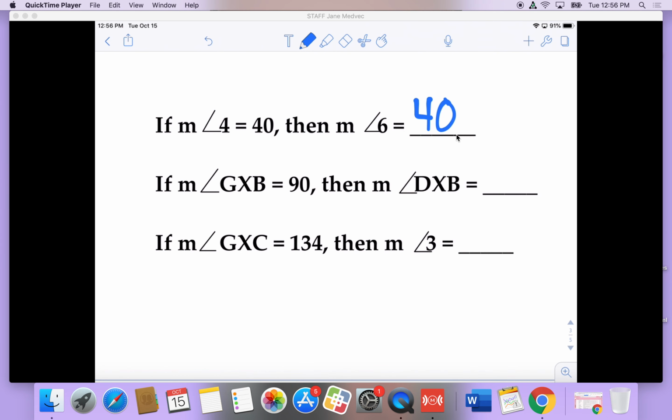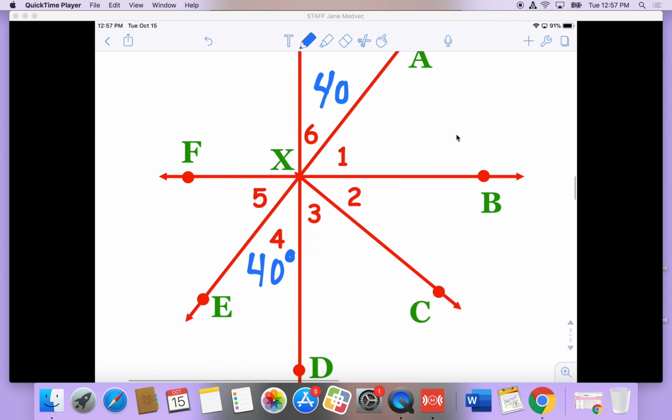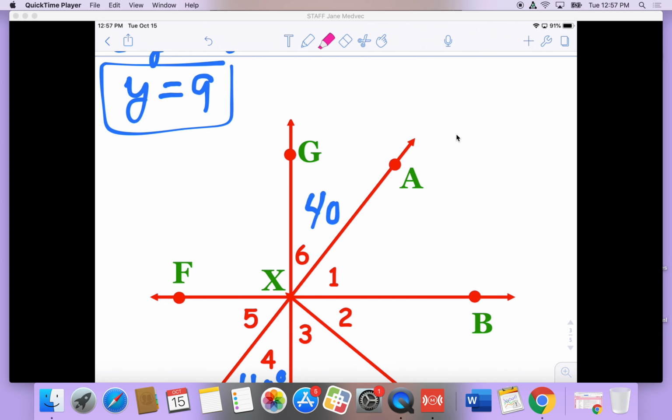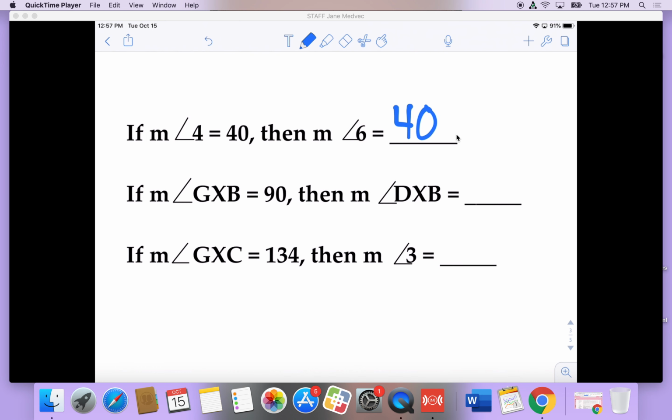It says GXB is 90. So let's go back up. GXB. Remember, X is in the middle, so that's our vertex. Okay, and it says that this is how many degrees? 90 degrees. Now, what could I do to mark that angle as 90 degrees? Little square box, right? Okay, so I'm going to go through here and I'm going to go, okay, that's 90 degrees. And they want to know the measure of angle DXB.